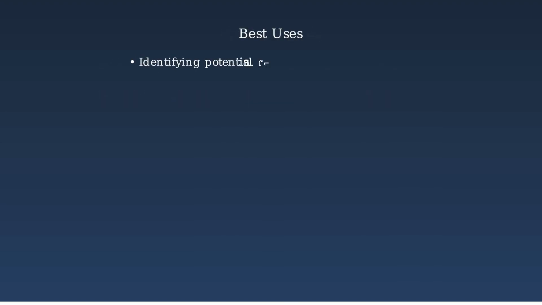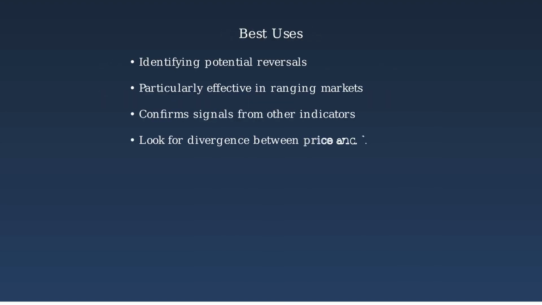Williams Percent R is particularly effective in ranging markets, where price tends to oscillate between support and resistance. It helps identify potential reversals, especially when combined with other indicators for confirmation. Traders should also watch for divergences between price and the indicator, which can signal strong reversals.